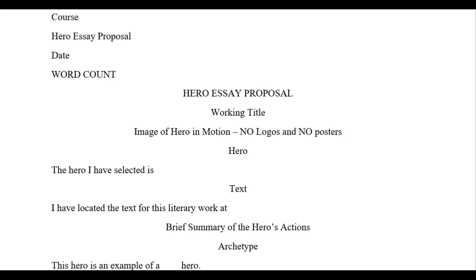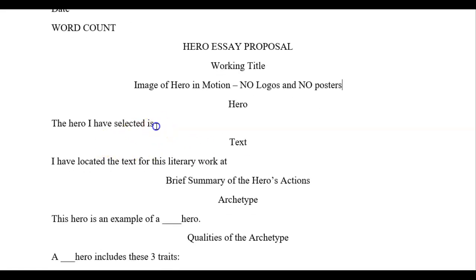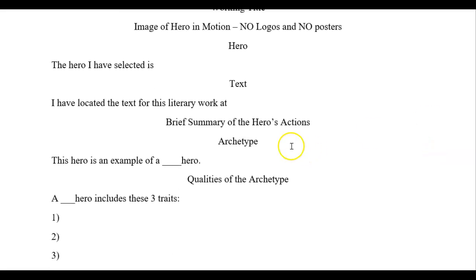If it's a tragic hero, you're doing something tragic. Then we have the name of the hero, where the text was located. That will include a live hyperlink, a brief synopsis of the hero's actions. By brief synopsis, I mean 100 words or less. This is an example of what type of archetype have you chosen.